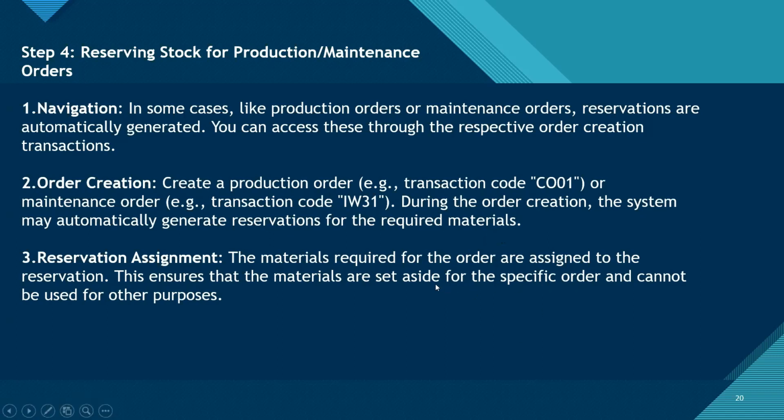So the materials will be assigned and kept aside for the specific order, and it cannot be used. For example, if I have a specific order, I cannot use it for other purposes. It is reserved for that order or for that maintenance order, so it cannot be used for any other purposes. I've kept it aside so that it is easily available for the production order. So for a specific order, I have assigned it, and those 5 quantity are reserved for that order.